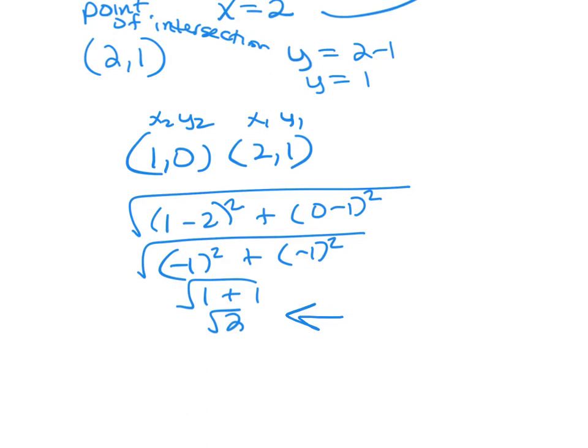You're going to leave your answers in simplest form. If it were a word problem, they might ask you to actually do this on your calculator, and it would be approximately 1.4. But again, we normally leave things in simplest radical form.